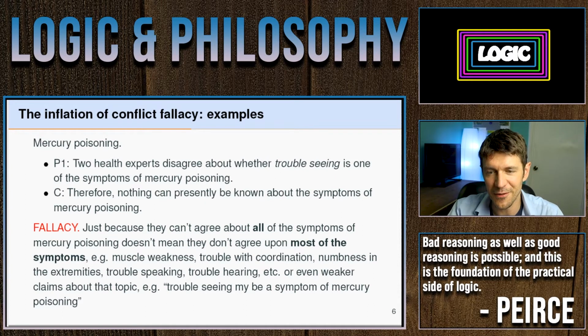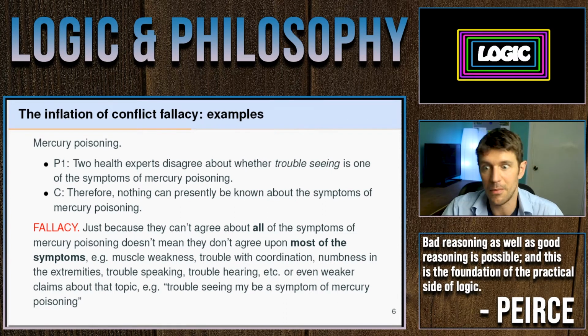And then an individual would reason from this disagreement that nothing can be presently known about the symptoms of mercury poisoning. Well, this would be fallacious. Just because the experts disagree upon one of the symptoms of mercury poisoning doesn't mean that nothing is known; this disagreement is against the backdrop of a large agreement about many of the other symptoms.